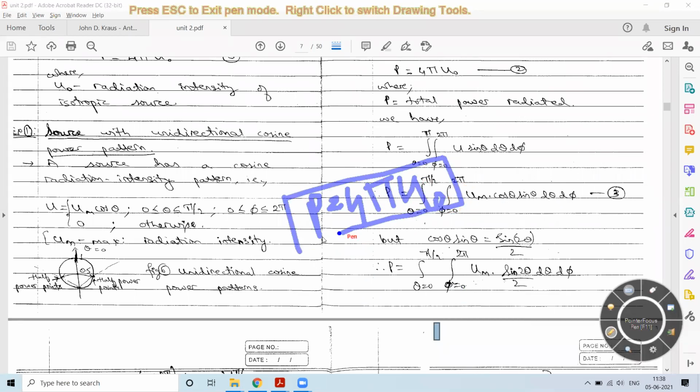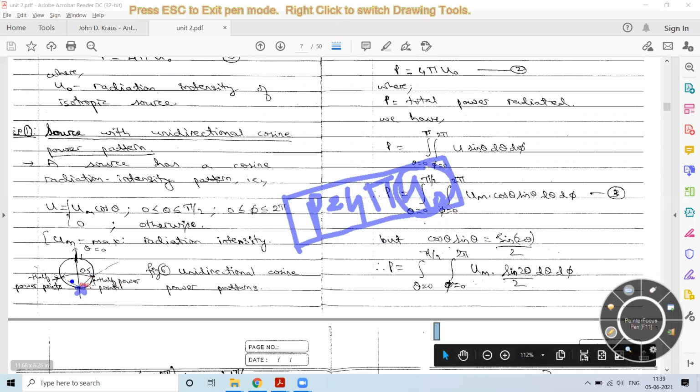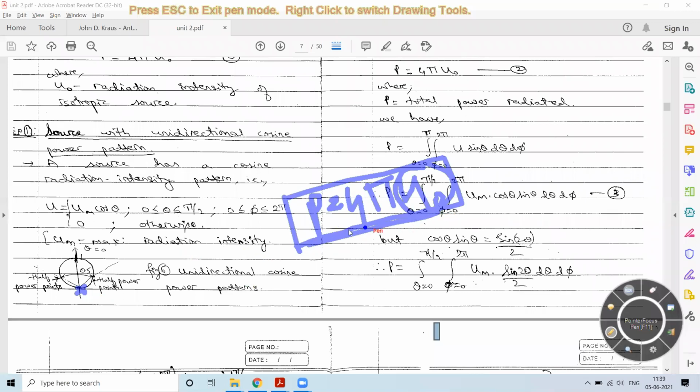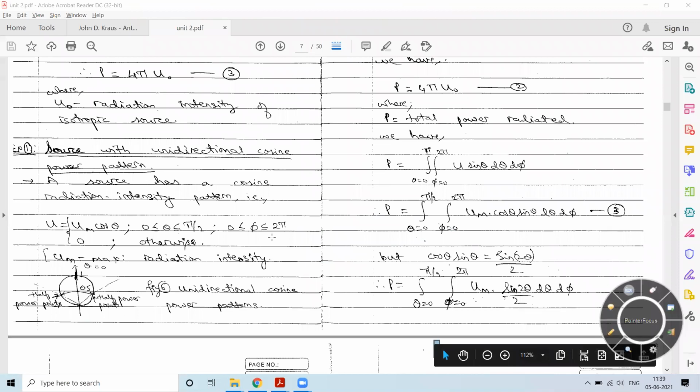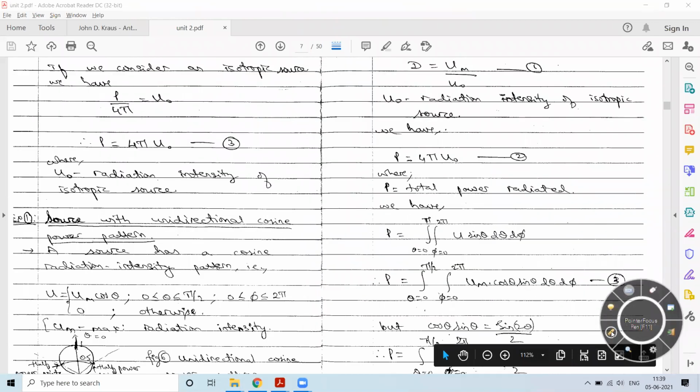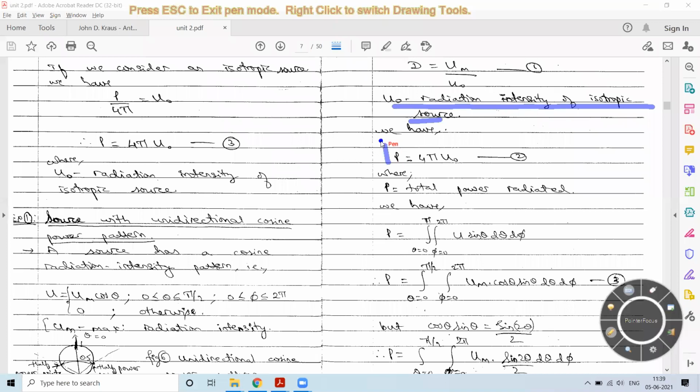So this will be the power which will be radiated by the antenna if I assume that it is an isotropic antenna. This is with respect to the average radiation intensity emitted by the antenna under consideration, which will be nearly equal to that of the isotropic antenna. This is one assumption we have to make when doing this calculation. So here U naught is the radiation intensity due to the isotropic antenna, and because of application of the power theorem, we obtained P is equal to 4 pi U naught.